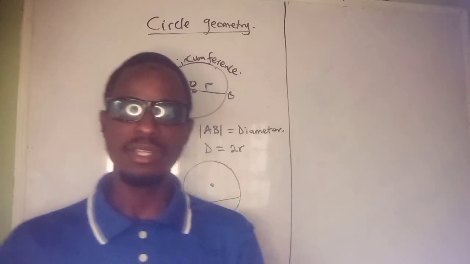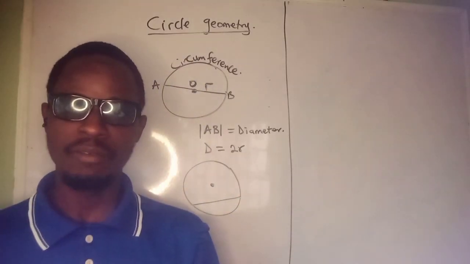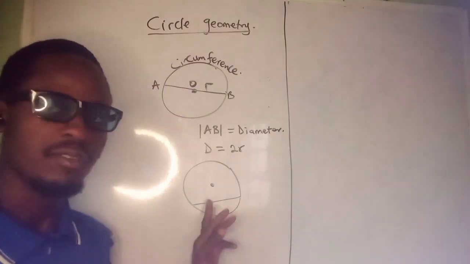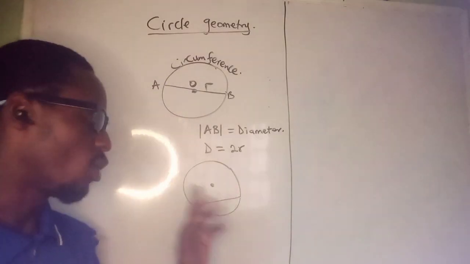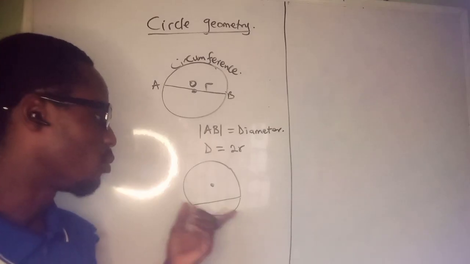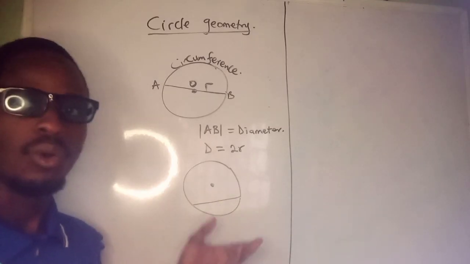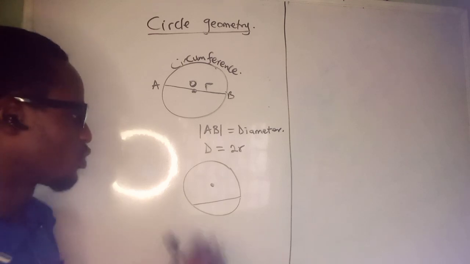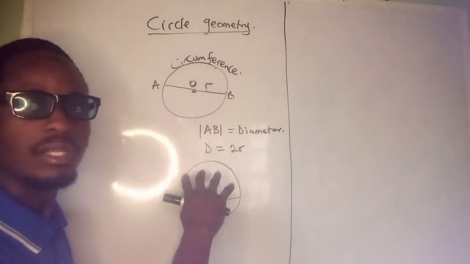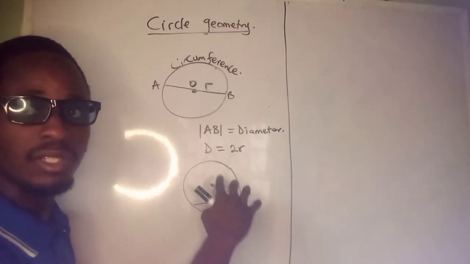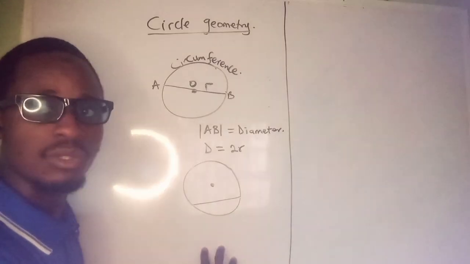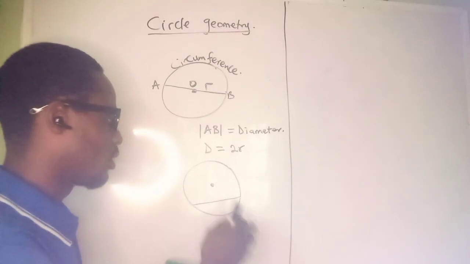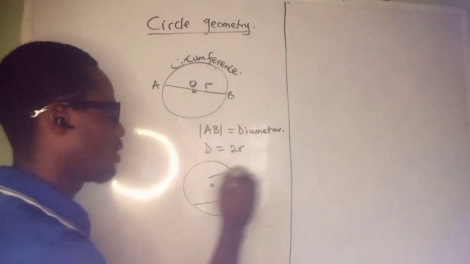A diameter divides the circle into two halves, which are called semicircles. Meanwhile, an ordinary chord, which is not a diameter, divides the circle into major and minor segments. The whole space up there is called a segment, a major segment because it's bigger. Then the one below is also a segment, but called a minor segment because it's smaller. So we have the whole space here as a major segment.